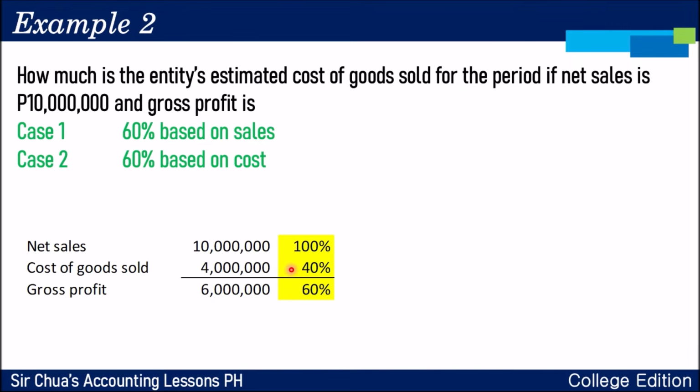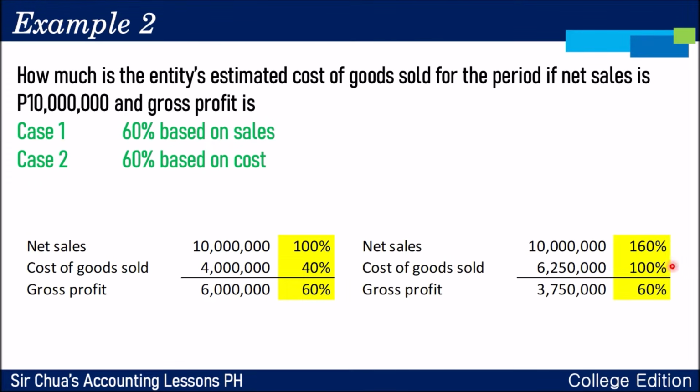Now, for case 2, ang sabi naman sa inyo is based on cost. So, ang mangyayari sa atin, nasa cost yung 100% natin. Okay? So, ang gross profit natin ay 60% pero based on cost. So, your net sales is 160%. How do we get the cost of goods sold? If 10 million is represented by 160%, you just simply divide it.